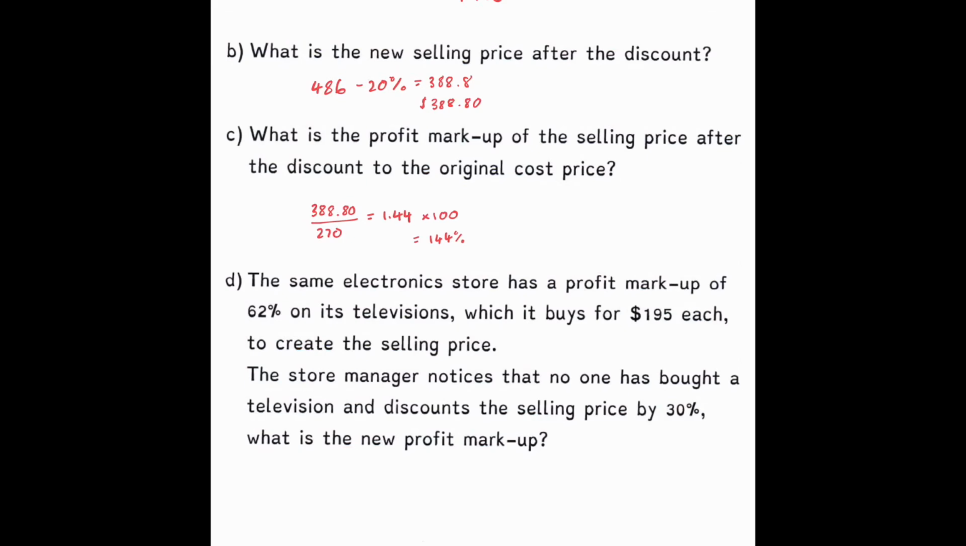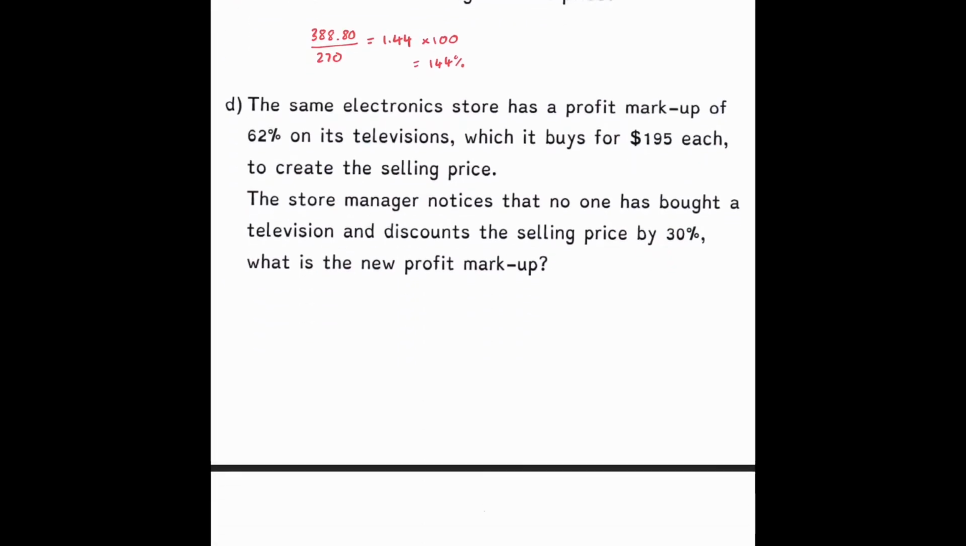Okay. So have a go at D. That's very similar. You're just doing it with some different numbers. So it has a profit markup, so it's increasing by 62. So you can go plus 62%. And then it's decreasing by 30. And then at the end it asks you to do this bit as well, if you can do that.